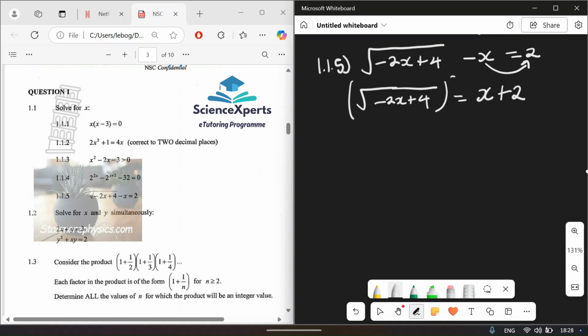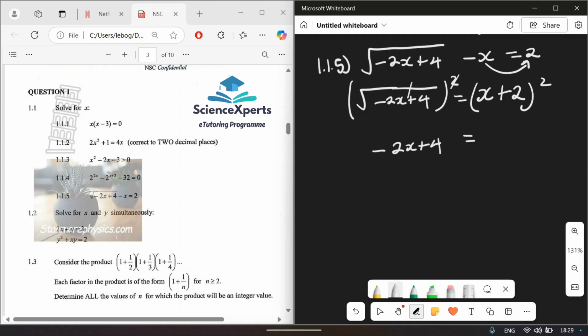Once the radical is isolated, then we are ready to square both sides. Hear me, I'm saying you have to square both sides, not all the terms. Some people make the mistake of squaring all the terms, instead of squaring both sides. So this squared will cancel the square root. We'll be left with negative 2x plus 4 on the left hand side.